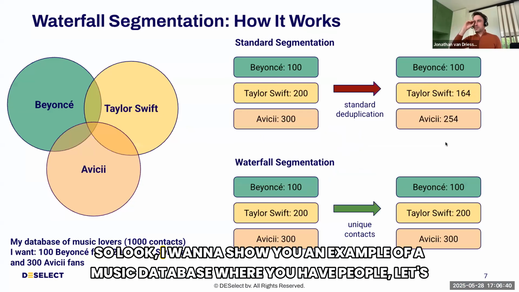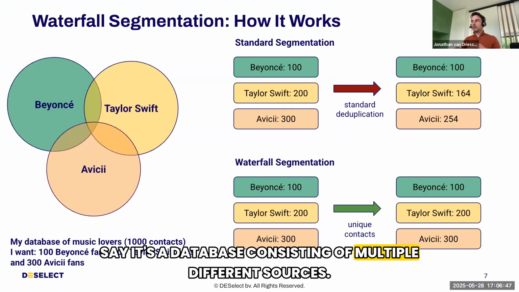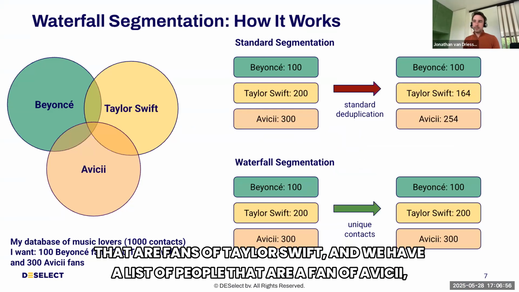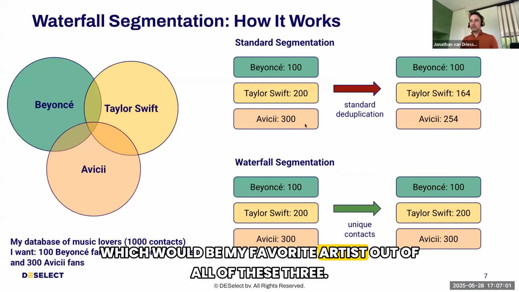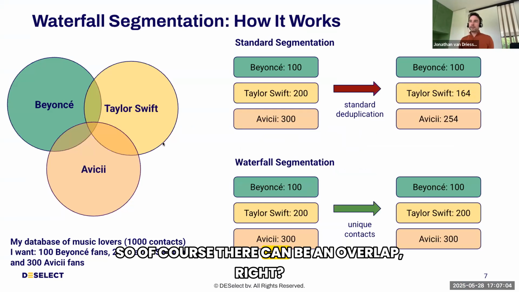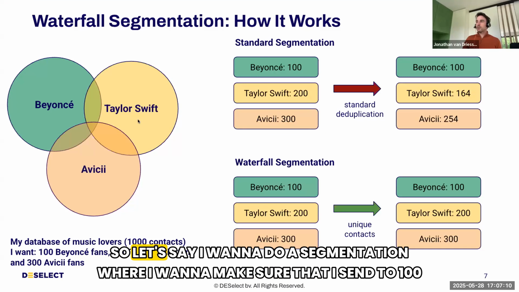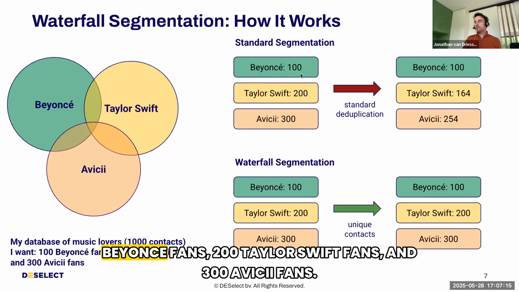So look, I want to show you an example of a music database where you have people. Let's say it's a database consisting of multiple different sources. Let's say we have a list of people that are fans of Beyonce. We have a list of people that are fans of Taylor Swift, and we have a list of people that are a fan of Avicii, which would be my favorite artist out of all of these three. And so, of course, there can be an overlap, right? So you can be a fan of Beyonce and also like Taylor Swift. So let's say I want to do a segmentation where I want to make sure that I send to 100 Beyonce fans, 200 Taylor Swift fans, and 300 Avicii fans.